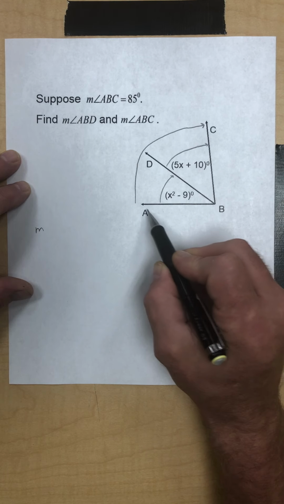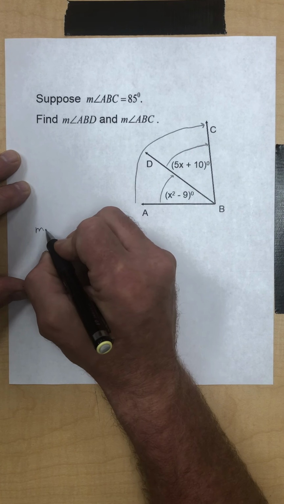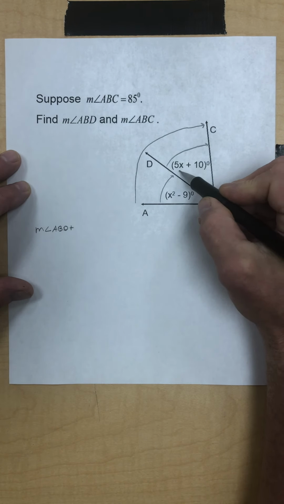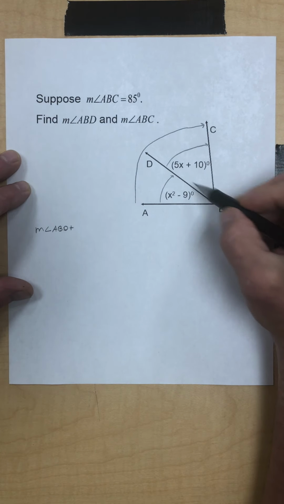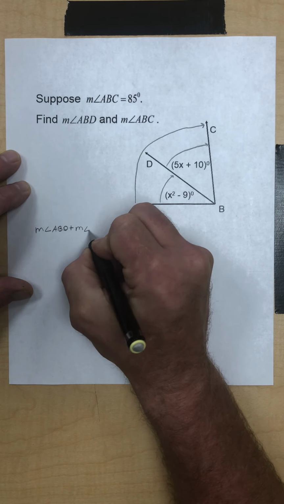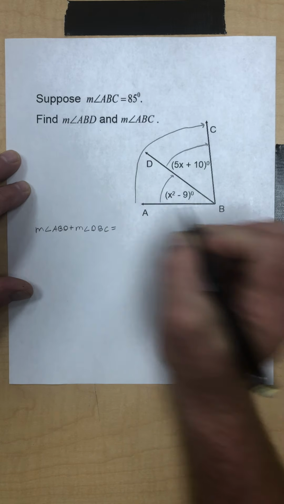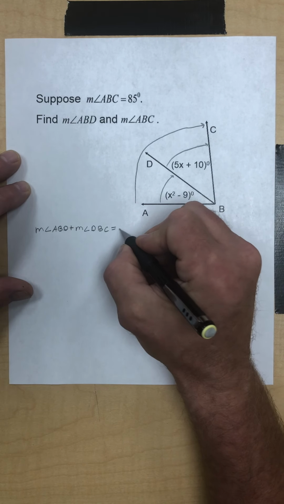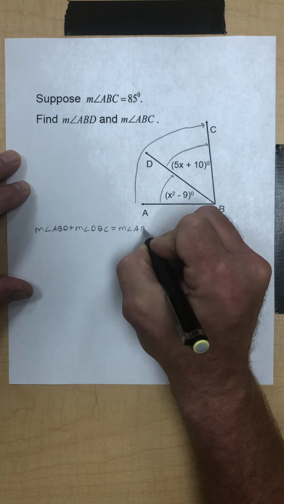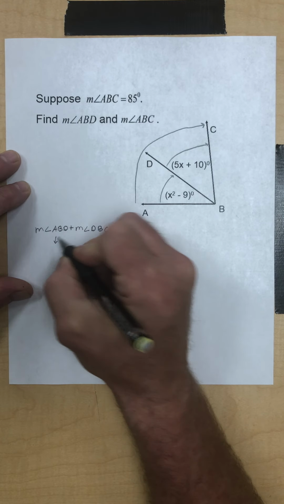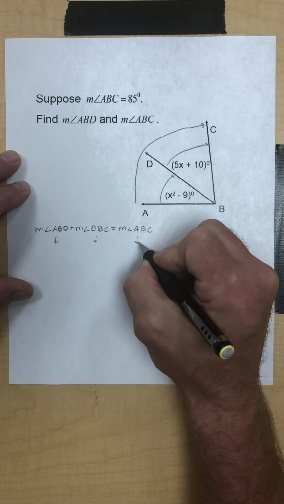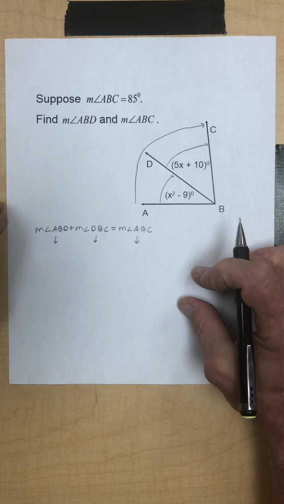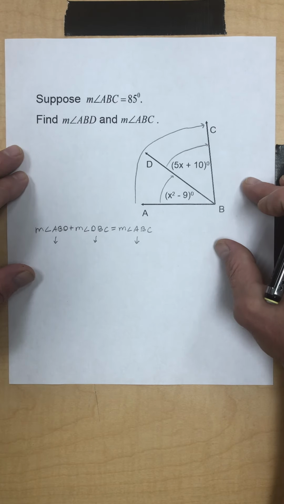So right here I could call that angle ABD. So I could say the measure of angle ABD plus this measure right here, the measure of angle DBC, equals the measure all the way across, and that would be the measure of angle ABC. Okay, and then we just have to substitute in and then solve the equation we have. And once we know what x is, I can find any missing angle measure I need.